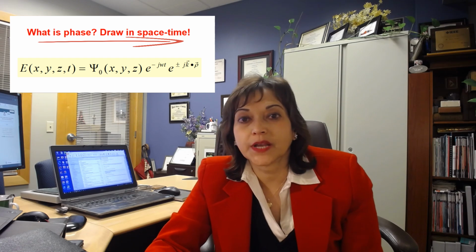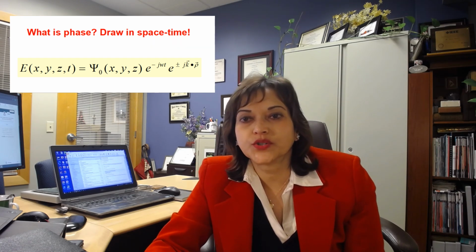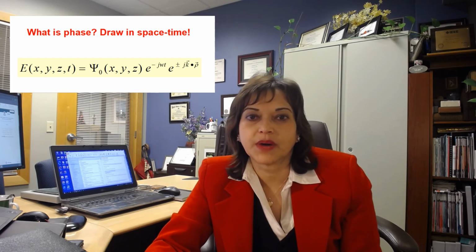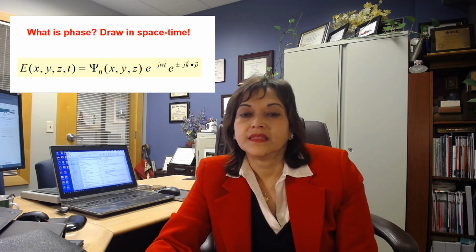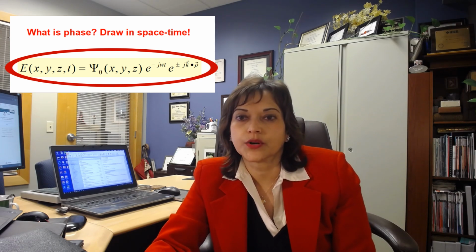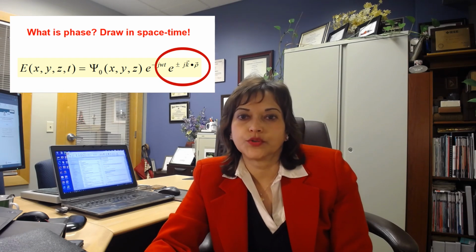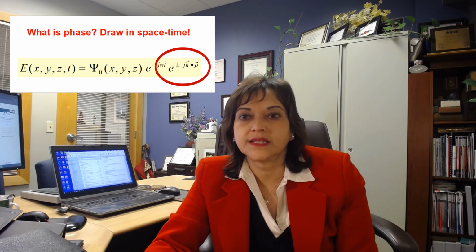Phase is part of electromagnetic power or energy in space-time. So how does one draw phases in such radiation power in space-time? This wave solution from the wave equation shows phase as a term in this equation. But can anyone draw this wave solution in space-time? Is it a wave at all?